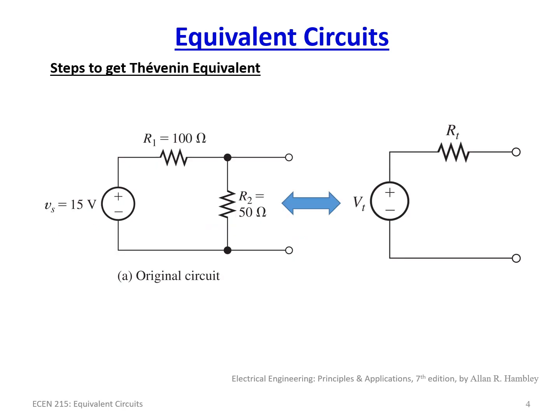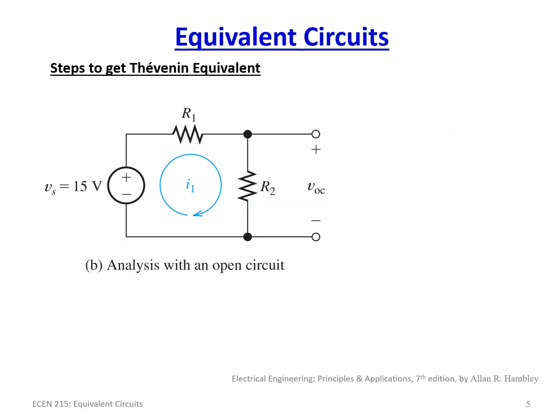So now let's ask ourselves, what are the steps that we need to go through to convert a circuit to a Thevenin equivalent? We have this little simple circuit here, just a little voltage divider. We have a power supply that's 15 volts DC, a 100 ohm and a 50 ohm resistor, and we want to turn it into the Thevenin equivalent. So we're going to go through those steps and see what's involved in doing that.